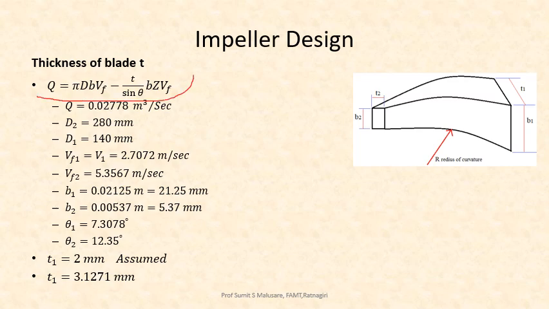Now just put all the values, which we have already calculated, and from this I will get the value of T1 equal to 2 mm, and T2 equal to 3.1271 mm. So in this way we can calculate the value of thickness.